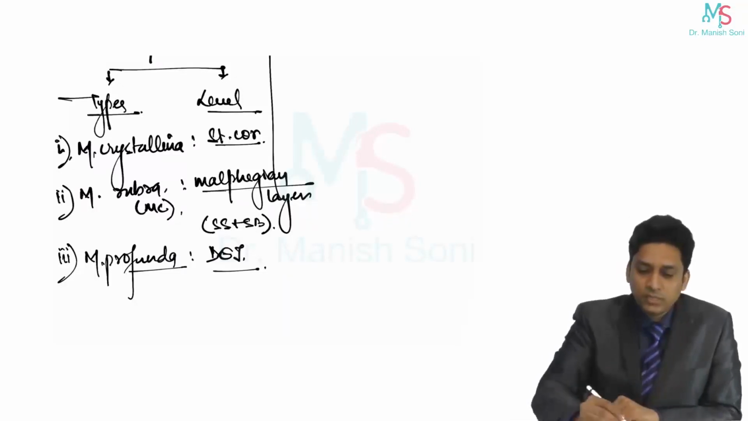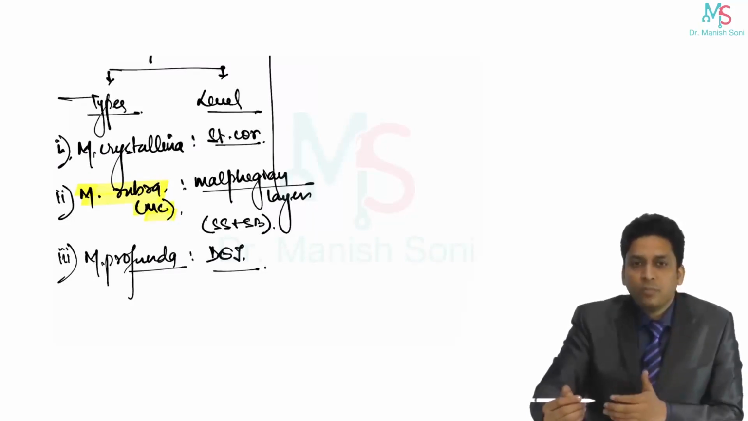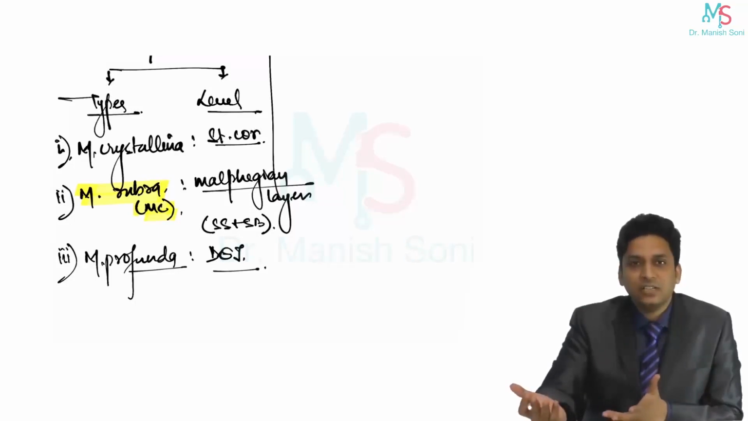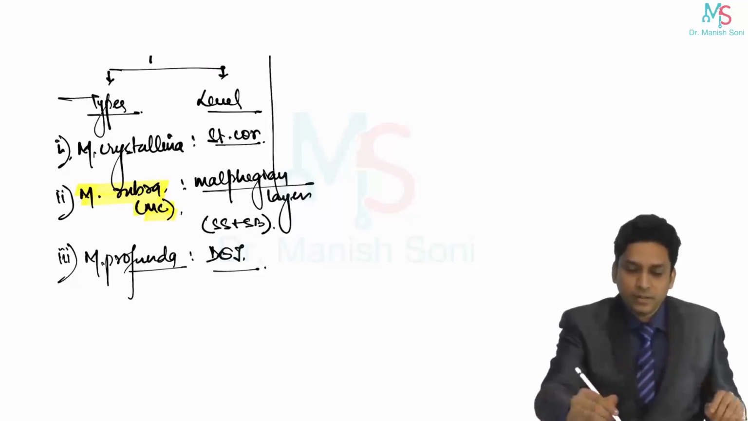Among them, the most common is miliaria rubra. Miliaria rubra is so common that almost all of you might have suffered from this. It is commonly known as prickly heat. Okay, so prickly heat is very common and it is due to blockage in the duct of eccrine sweat gland.